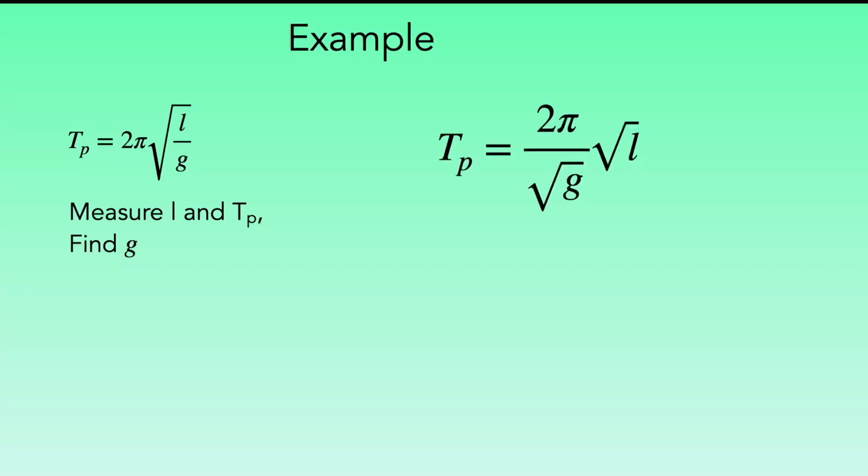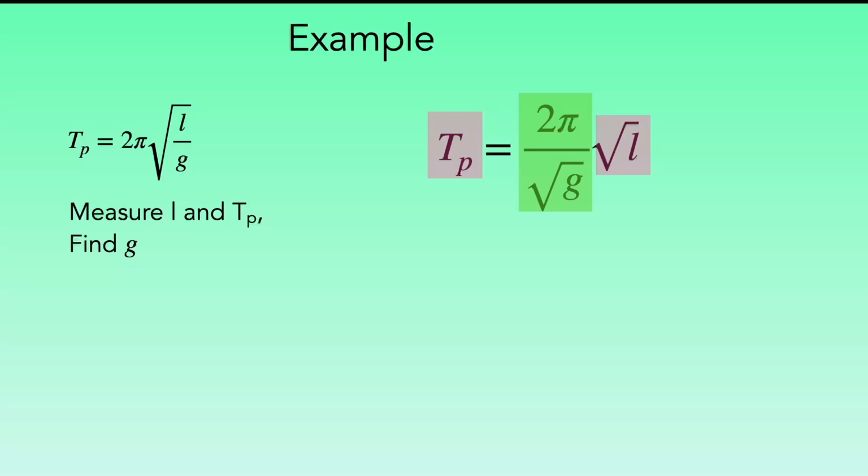So if we had a table of L and TP, we could do this a number of different ways. Again, we want to make it look like y equals mx. So the first way we could do it is this way. We could have TP as the y-axis, square root of L, we'd need a new column for the x-axis there, and then 2 pi over square root of g would be the slope of the line. So we'd find that slope, and then we'd have to do a little algebra to figure out what g is.